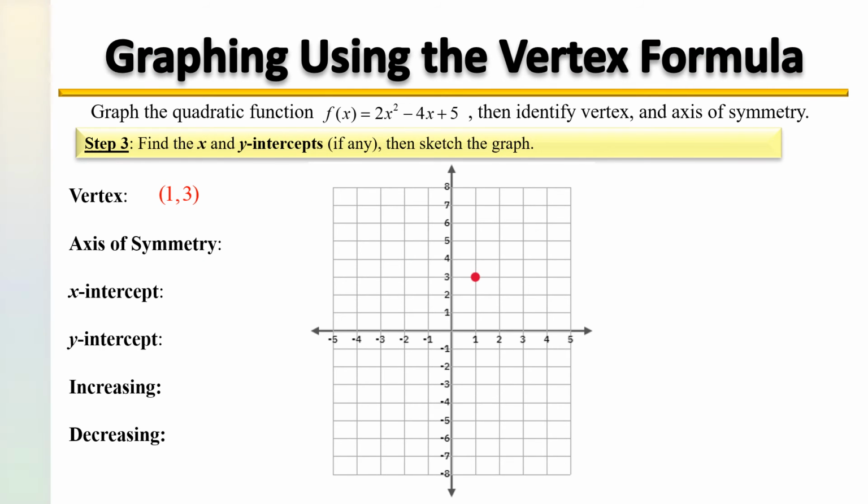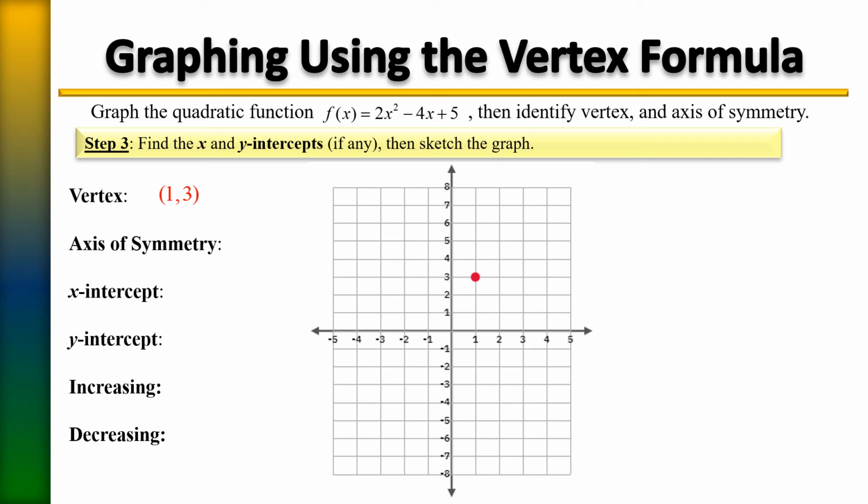And now that we know our vertex, recall that the axis of symmetry is going to go through our vertex. So that vertical line there is going to be x equals 1. In terms of our x-intercept, to find our x-intercept, we have to let y be 0 of our function. Now, this particular function here is not factorable, so since it's not factorable, I'm going to utilize the quadratic formula to find the value of x.